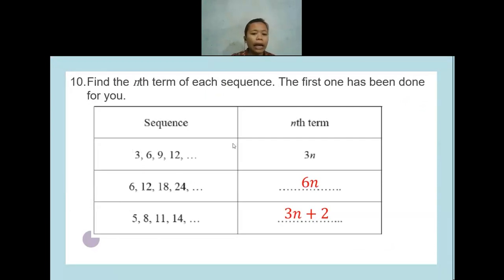Find the nth term of each sequence. The first one has already been done for you. So we have 6, 12, 18, 24. The first thing we have to do is find the difference. From 6 to 12, the difference is 6. From 12 to 18, the difference is 6. So it means the letter n, I need to multiply it by 6.